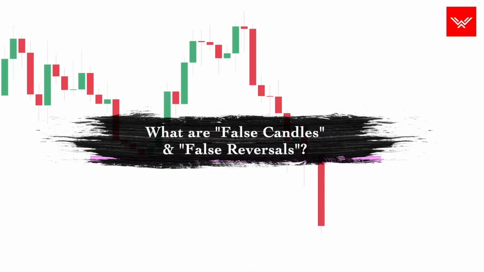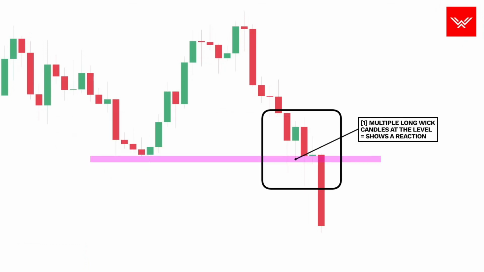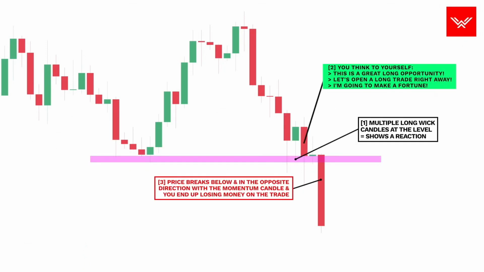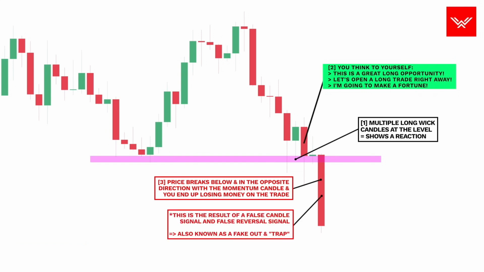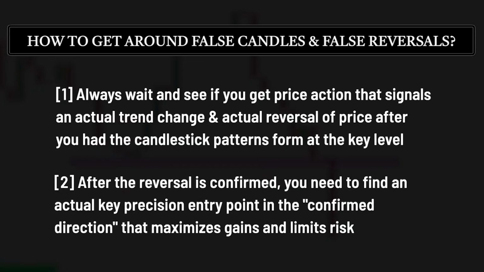Now, false candles and reversals. Price reaches a key level, a long wick forms, you go long, then price breaks through and you lose. Why? No trend change confirmation. You got trapped in a fake out. Always confirm reversal before entry. Use a lower time frame to see if price actually breaks the trendline and forms a higher high in a downtrend or a lower low in an uptrend.